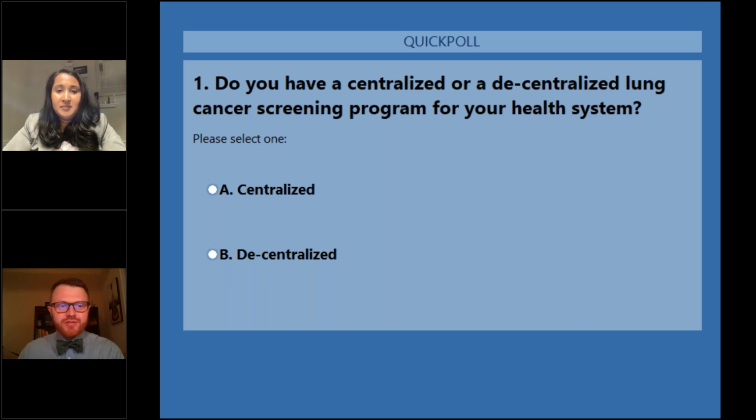If you guys will click on your screen and vote. Do you have a centralized or decentralized lung cancer screening program for your health system? When I say centralized, I mean, is it housed within its own program, or is it done widespread amongst everybody, each doing their own thing?